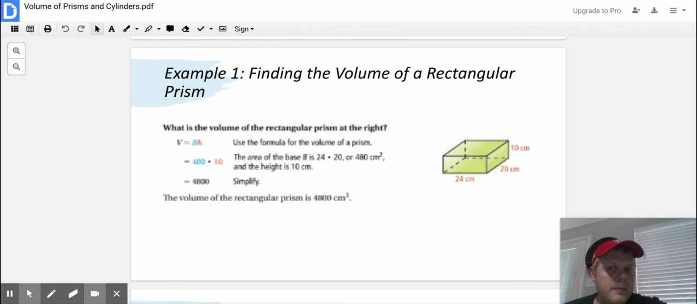Then from there, I'm going to multiply it times the height. Going from one base to the other base, what's the height between those two? That's the 10 centimeters right there. So I'll multiply 480 times 10, and that's going to give me the answer of 4,800. The volume of this rectangular prism is 4,800 centimeters cubed. Remember, for our units, the units have to be cubed.